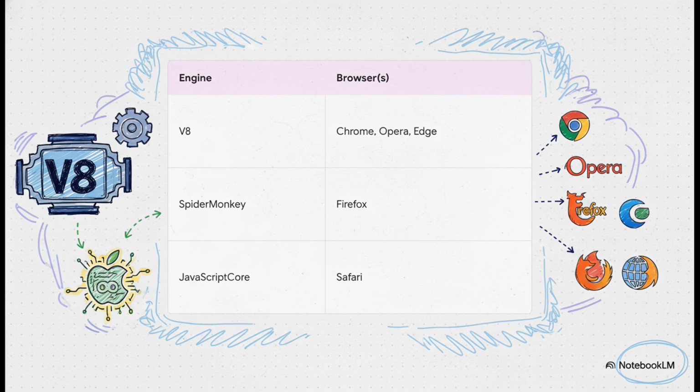And what's cool is that different browsers have their own engines, and they have these awesome code names. The most famous is probably V8. That's the one in Chrome, Opera, and Edge. Firefox has one called SpiderMonkey. Safari uses JavaScript Core. You'll see these names pop up all the time if you dig into this stuff.